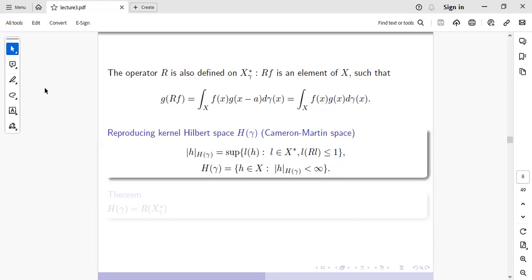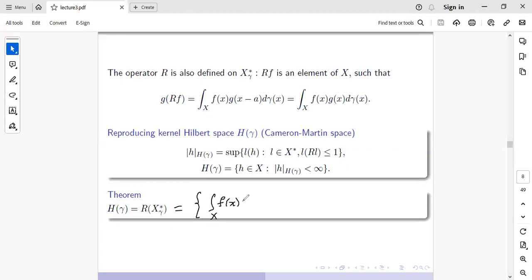And we will see that this space plays a very important role for a Gaussian measure gamma. In fact, it turns out that this space exactly coincides with the range of R when we consider it on the space X star. In other words, the Cameron-Martin space consists of all integrals of this form, integral f of x, x d gamma x, such that f is in the closure of linear functionals in L2.